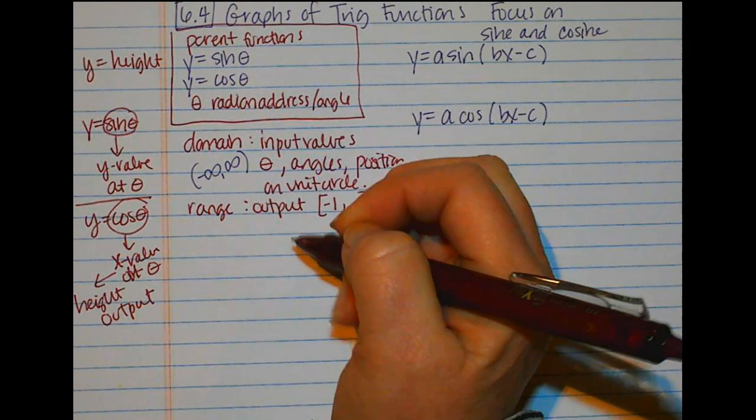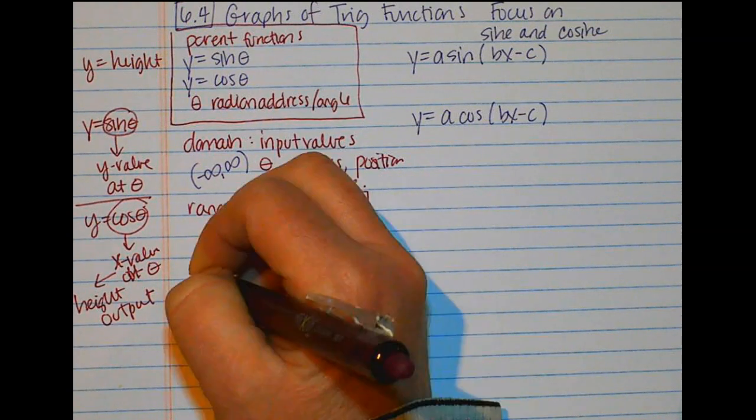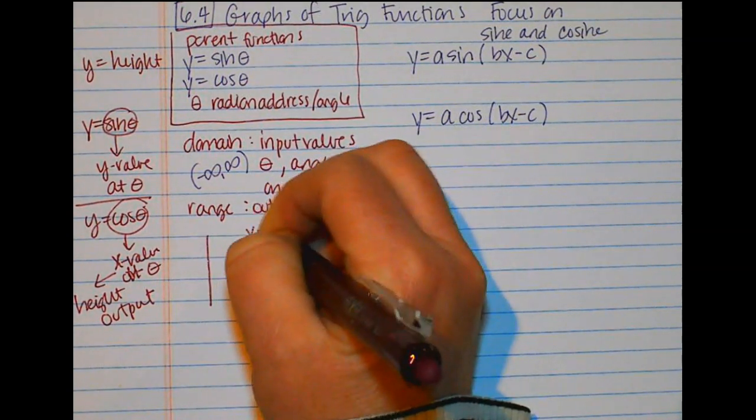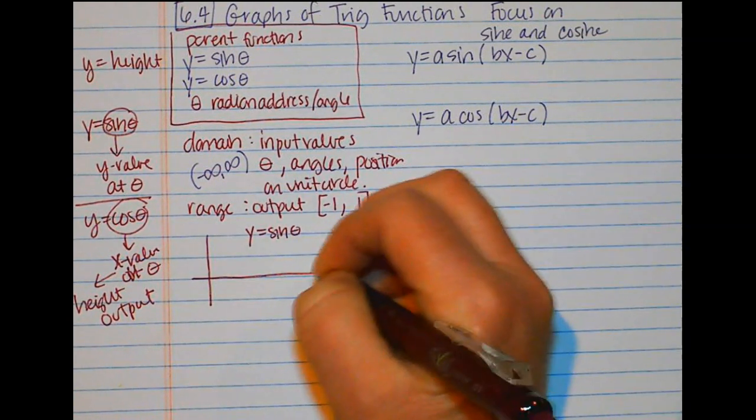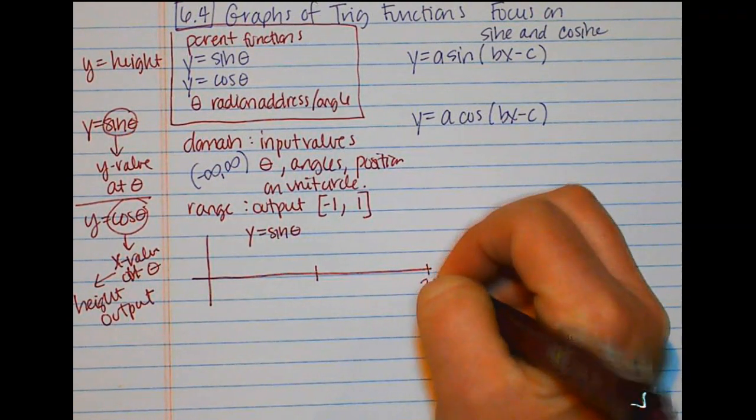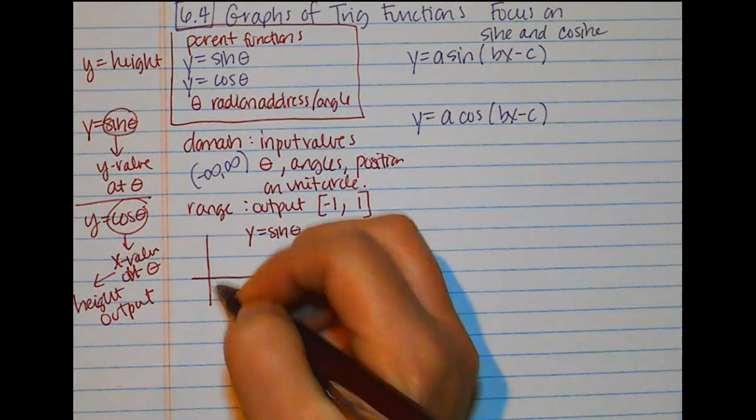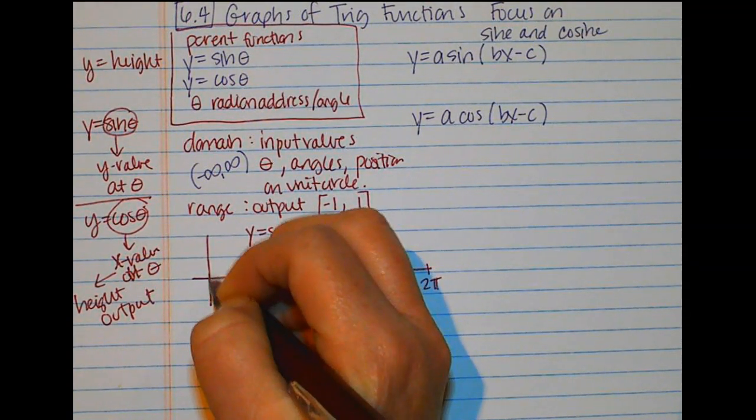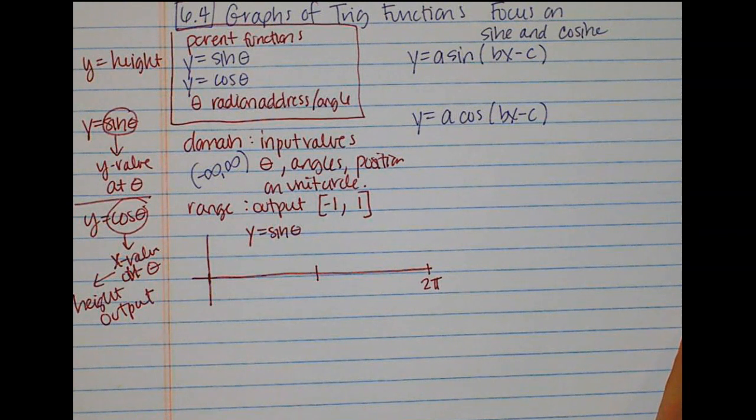So here's what I mean. I'm going to graph sine, y equals sine of theta. Again, I'm going to do 1 revolution around the unit circle, which means I'm going to start at 0. I'm going to start here. I'm going to end at 2 pi. I could do it again and again. Maybe I'll do it again and again so you can see what that looks like.